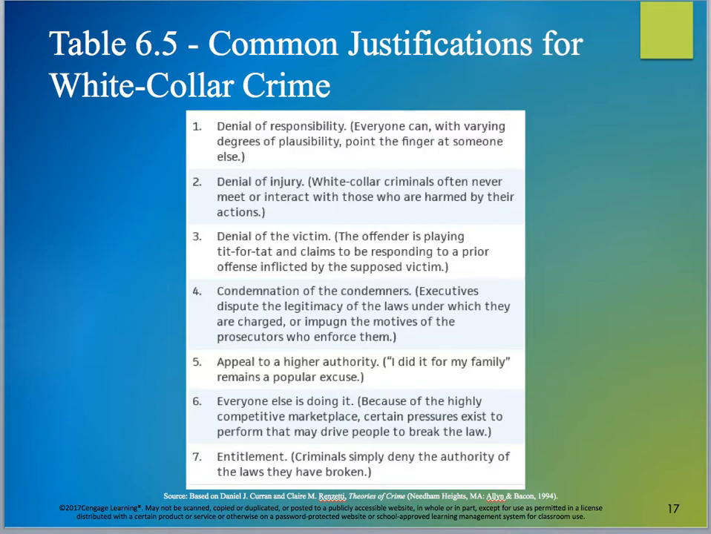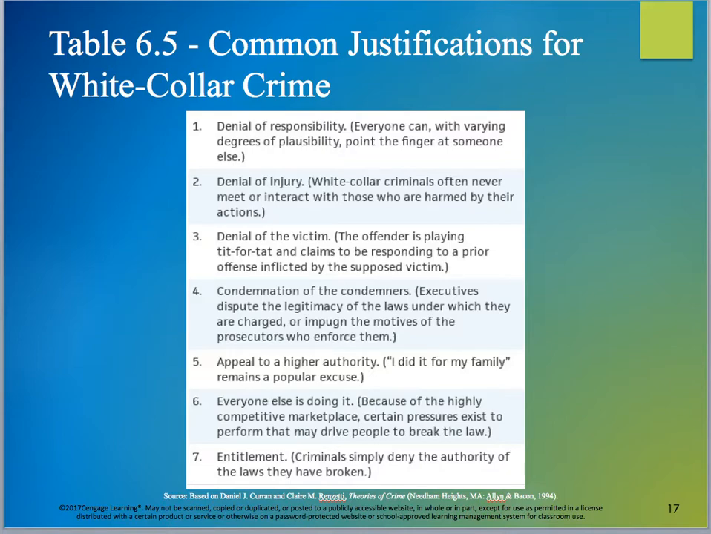Condemnation of the condemners is where executives dispute the legitimacy of the laws they're charged under, or they impugn the motives of the prosecutors who enforce them. So they literally go on attack mode and say that the laws are hogwash, that they don't apply to them, that they're made up, that it was a witch hunt. They then say the prosecutors are just trying to get their day in court, just trying to work their way up the ladder, and so on and so forth. They just will not take ownership for what they've done and that they broke the law.